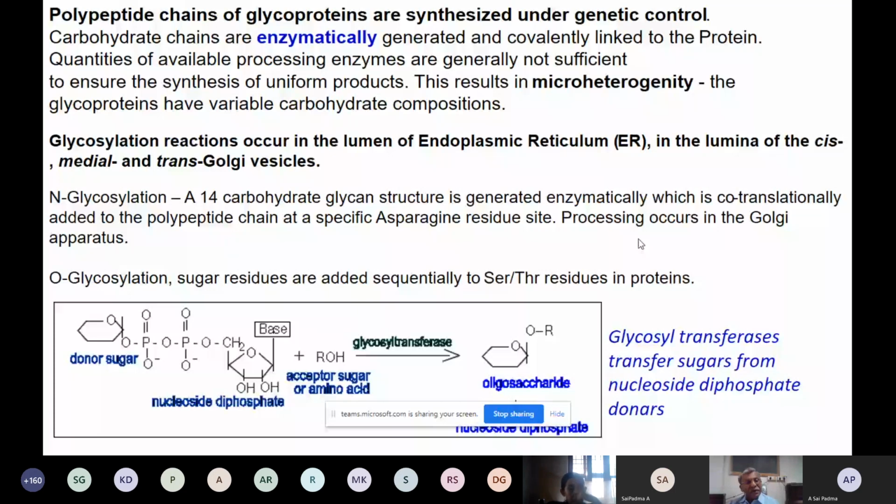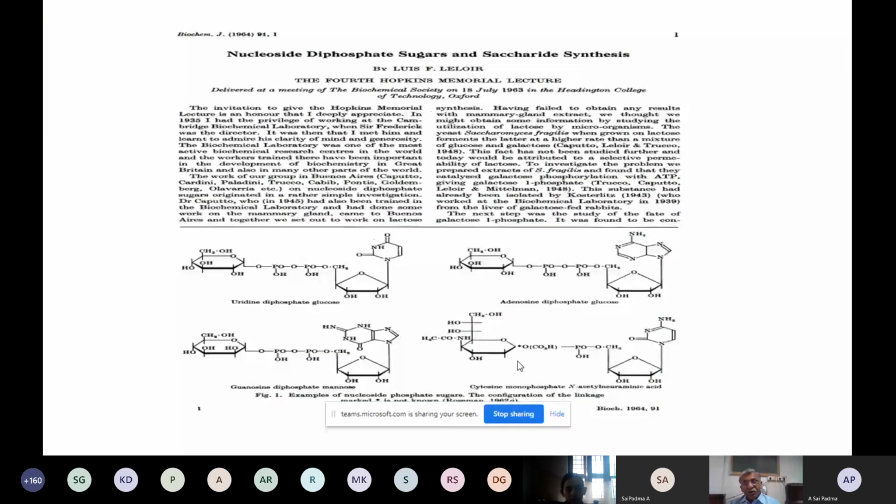In a typical glycosylation reaction, you have a protein with a serine or threonine residue, and you have a nucleoside diphosphate sugar, the NDP sugar as it is called, which has the sugar component attached to the nucleoside diphosphate. Then an enzyme, glycosyl transferase, facilitates the transfer of the glycan, the sugar moiety, from the NDP sugar to the protein molecule. Therefore, there are a large number of nucleoside diphosphate sugars.